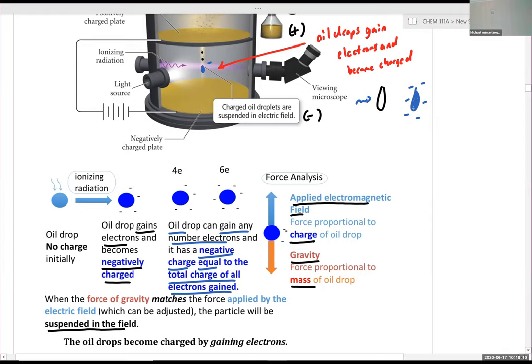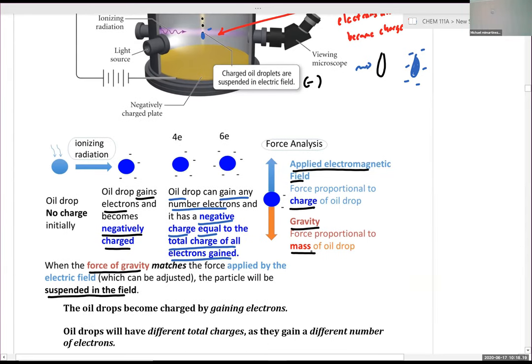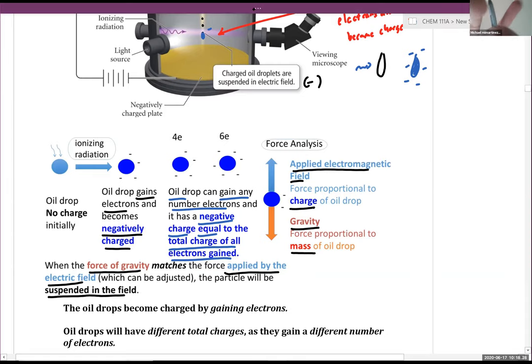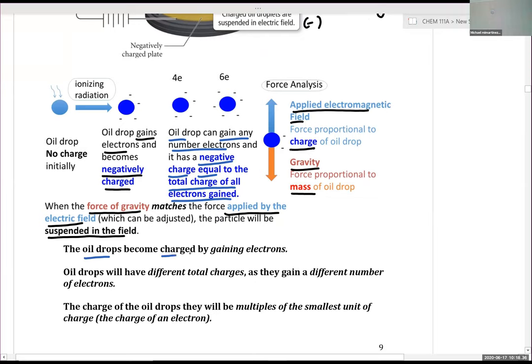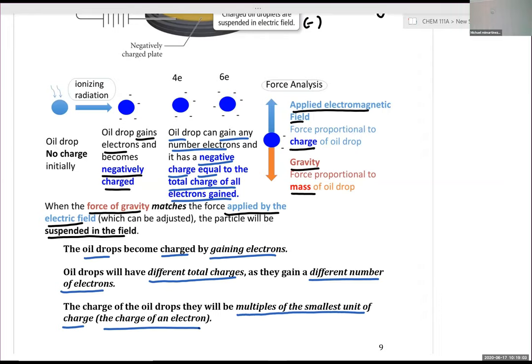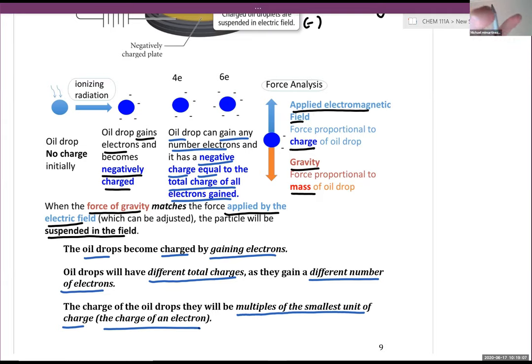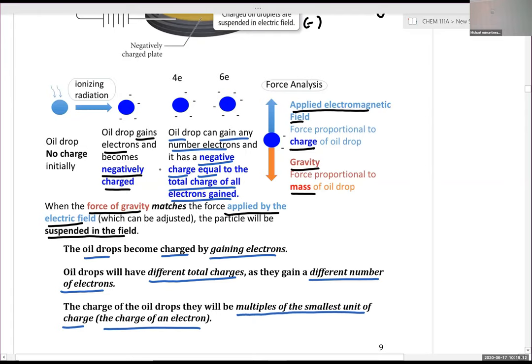Now, when our oil drop is perfectly still in our collection chamber, we have a relationship between the force of gravity, which is related to mass, and the force applied by the electric field, which is based on the charge. Again, just to recap, the oil drops become charged by gaining electrons. Oil drops will have different total charges as they gain a different number of electrons. The charge of the oil drops, fundamentally, however, will be multiples of the smallest unit of charge, the charge of an electron. So if we measure the charge of a huge number of oil drops, we can begin to notice a common unit of charge, which is the charge of an electron.